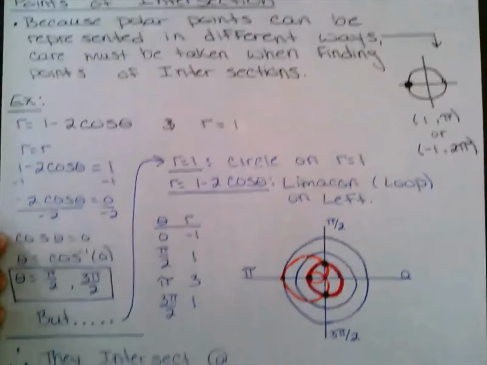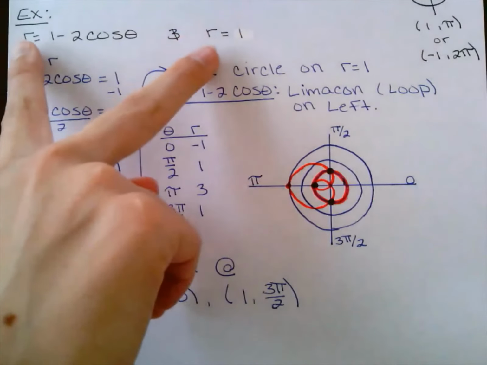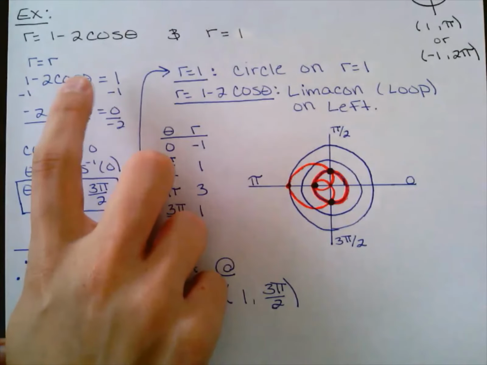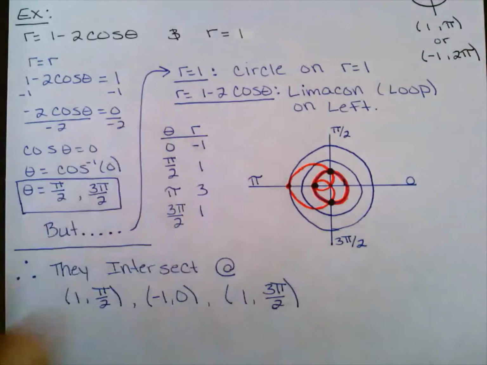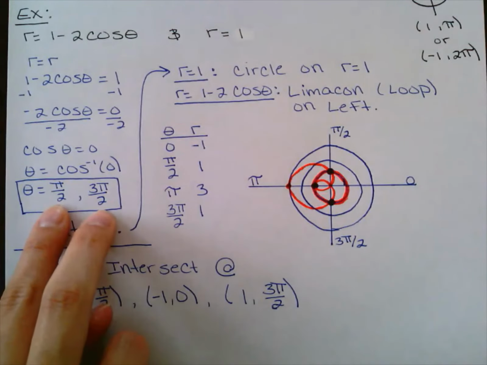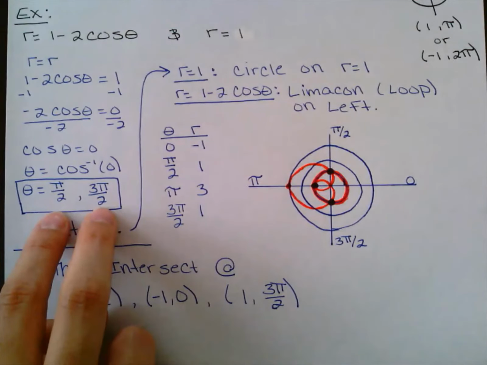Look at what happens if I just do it algebraically, okay? Let's say I gave you these two equations and I wanted you to find where they intersect, okay? I set them equal to each other. This function equals this function. And now I work on solving for theta. So I move the 1 over, I divide by -2, I do inverse cosine. Inverse cosine of 0 is pi over 2 and 3 pi over 2. So without graphing, I only get two answers, right?